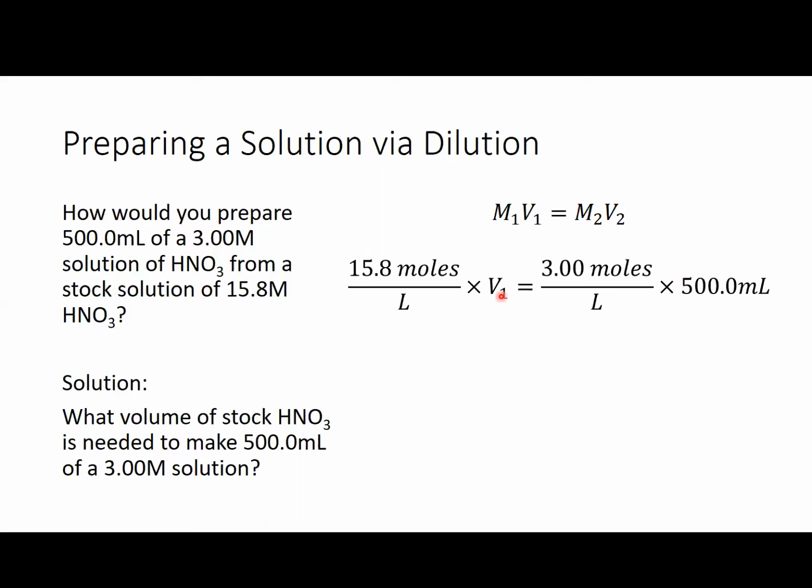Well, this is the only variable I have, so I can just solve for it. So 3 times 500 divided by 15.8 gets me 0.949. So I need a little less than 1 milliliter, diluted to a final volume of 500 milliliters, in order to get to a final concentration of 3 molar.